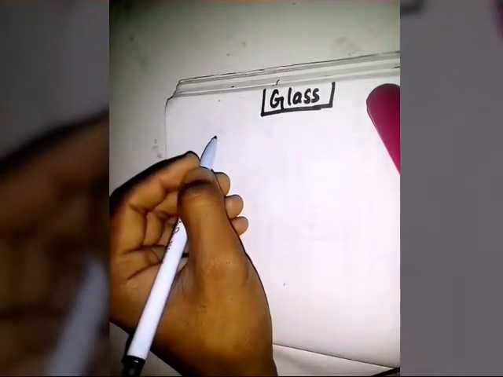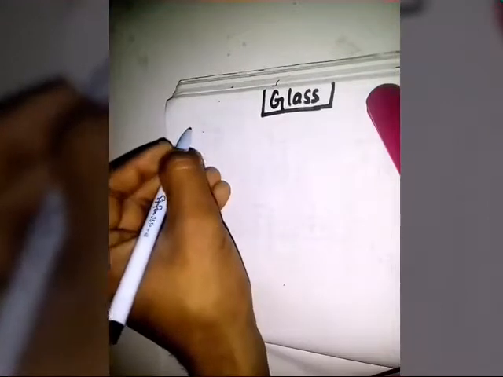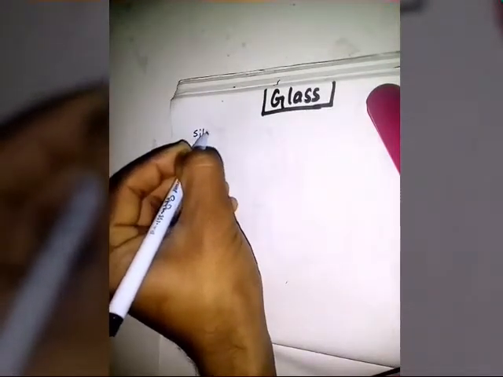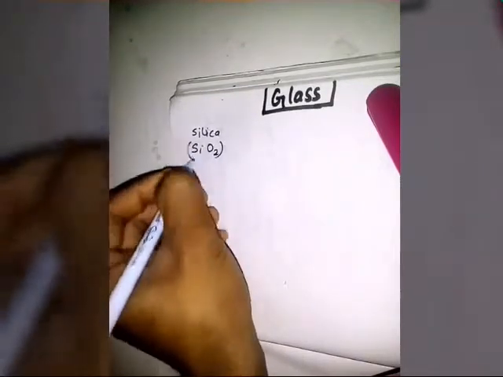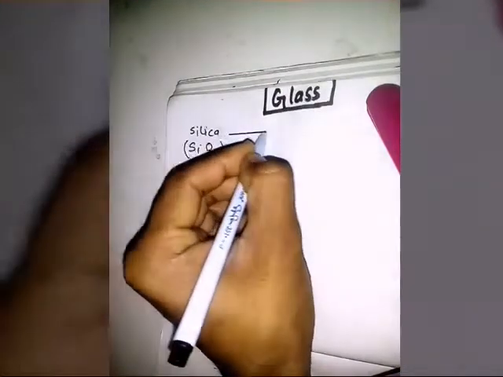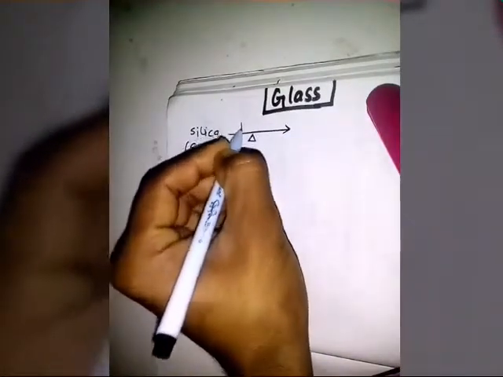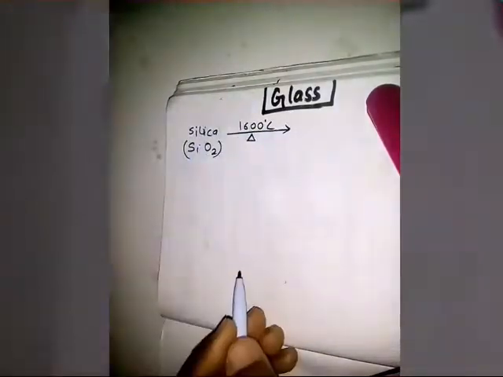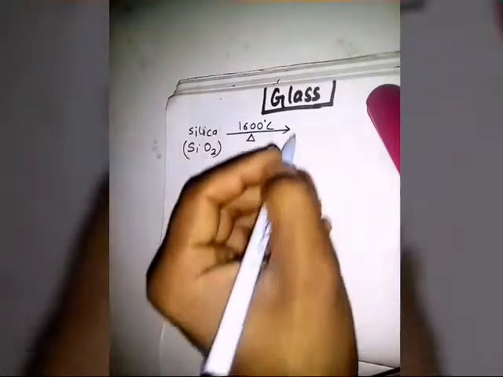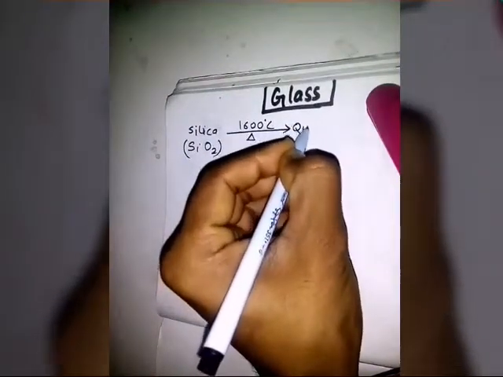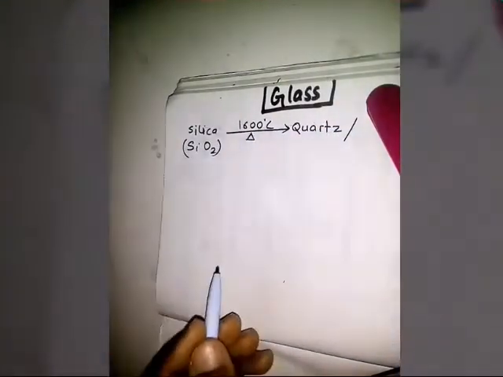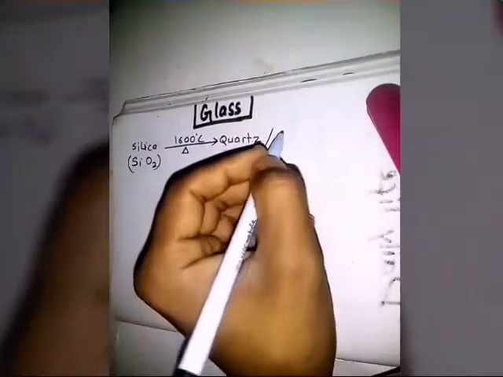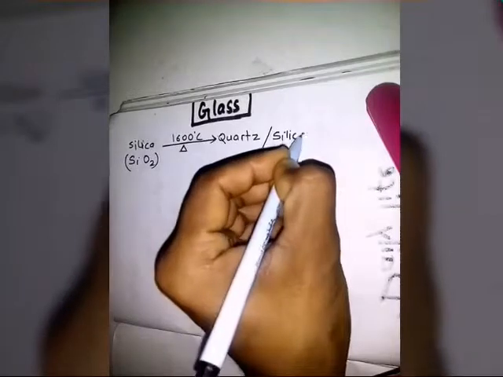The most important raw material that we require to make any glass is silica. Silica, or we write it as SiO2, that is silicon dioxide. Now if we heat silica to a temperature of 1600 degrees Celsius, in that case we get a glass, and that is called quartz glass. Quartz glass is also simply called silica glass, because it's made from silica.